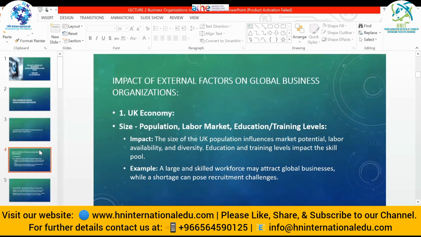Why do recruitment challenges occur when there is a shortage of labor in a specific organization? Maybe because there are not enough skills, or people just left the organization. The labor turnover was quite high in that specific organization.